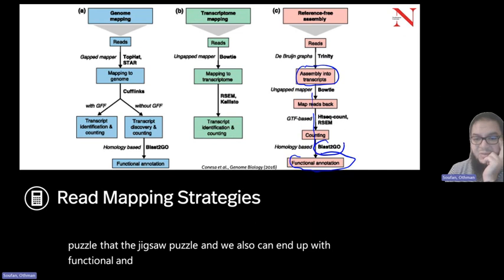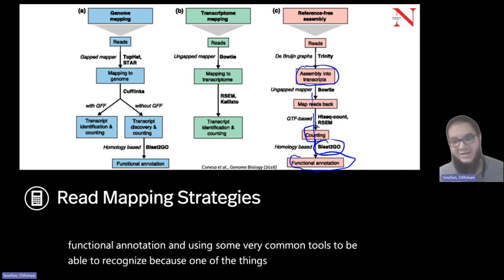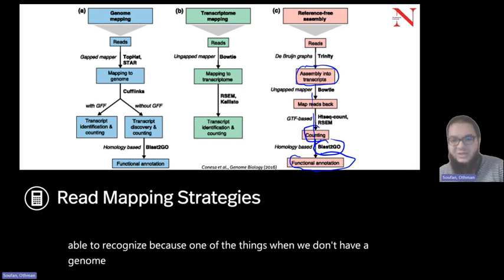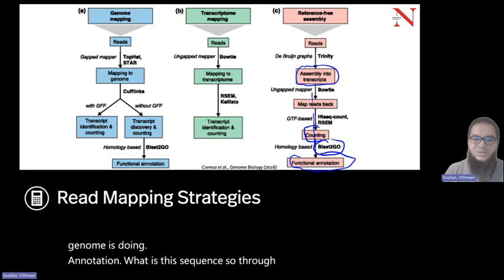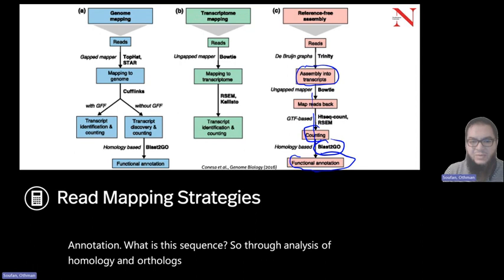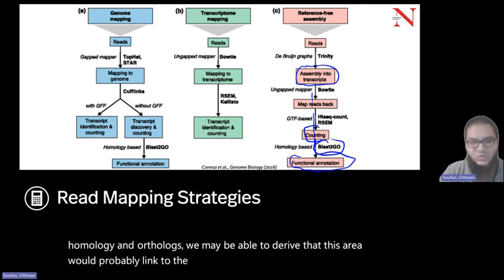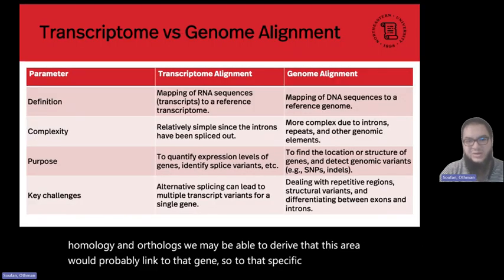annotation, using some very common tools to be able to recognize. Because one of the things when we don't have a genome is doing annotation. What is this sequence? Through analysis of homology and orthologs, we may be able to derive that this area would probably link to that gene, so to that specific function, based on the databases that we have.